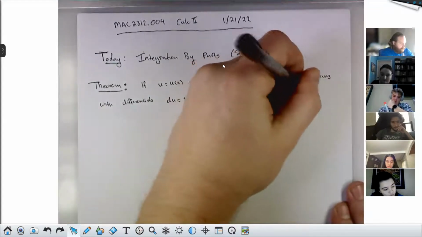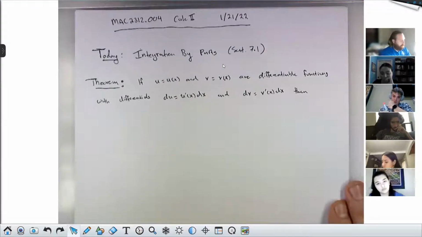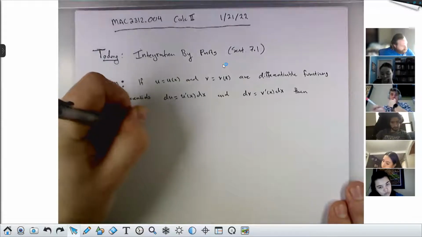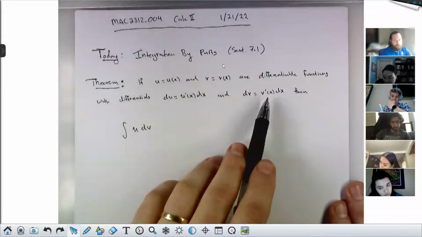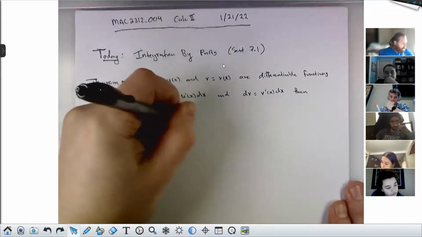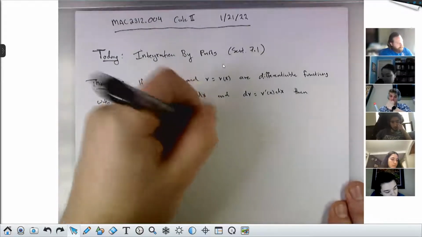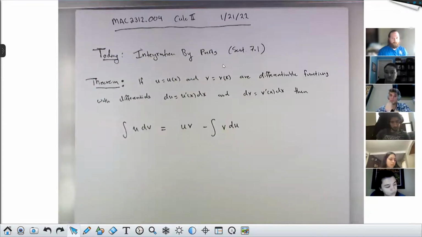Then, there are two separate formulas. I'm going to give you one for indefinite integrals and one for definite integrals. They essentially say the same thing, but we apply them slightly differently. The indefinite integral version says the integral of u dv, so it's like the u function times the derivative of the v function, is equal to u times v minus the integral of v du. This is the way it's normally written.